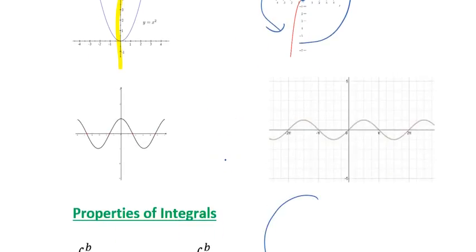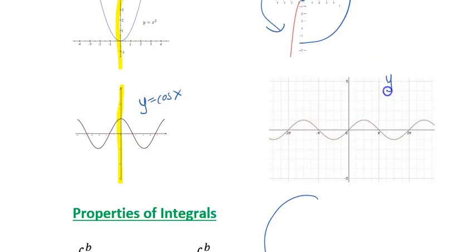I have a couple of other examples, trig functions. This is another even trig function because we can fold it on the y-axis and it lands on itself. This happens to be cosine. And again, if you just imagine folding it, it will land on itself.